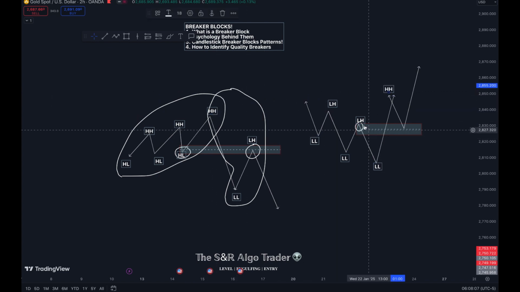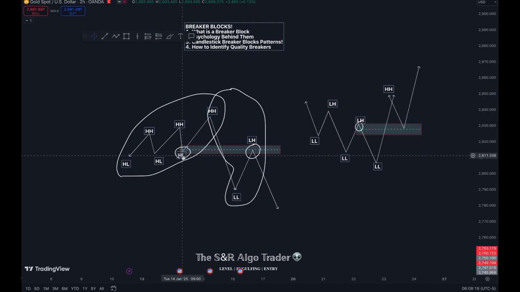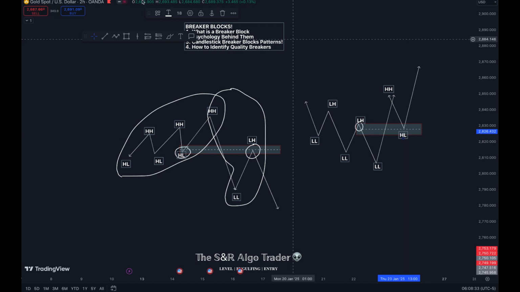Once the resistance level failed to hold, it broke through and became a support level. So this becomes a higher low. So this is the psychology behind breaker blocks.